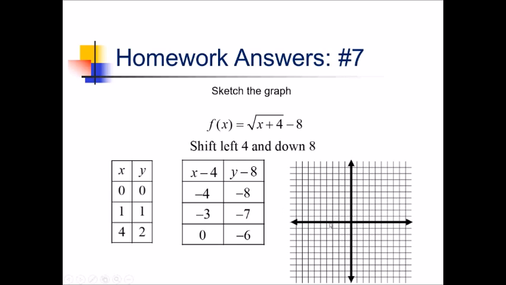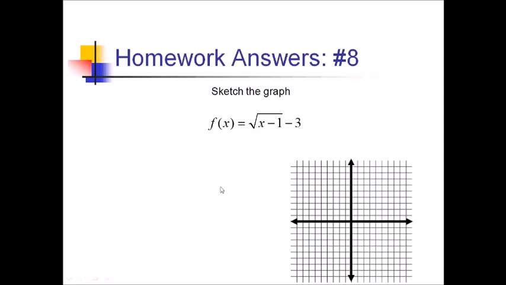So we have minus 4, minus 8. So let's see, here's 5, 6, 7, 8 right there. And then we have negative 3, negative 7 has got to be right there. And then 0, negative 6 is over here. Okay. What's the next thing? Oh, we have to figure out which way this thing's going. So the 0, 0 got transformed into negative 4, negative 8. So this negative 4, negative 8 is actually the start of our square root, which means we're going to go through the other 3 points in this direction here.